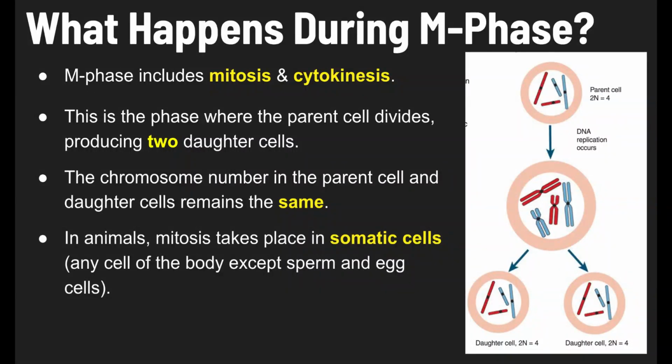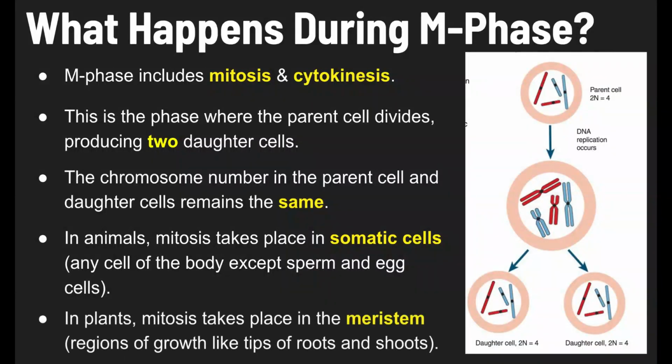Now, in animals, mitosis takes place in somatic cells. That's any cell of the body except sperm and egg cells. So every single cell in your body is going to do this, except sperm and egg cells. And in plants, mitosis takes place in the meristem. A meristem is a region of growth like the tips of the roots and the shoots.